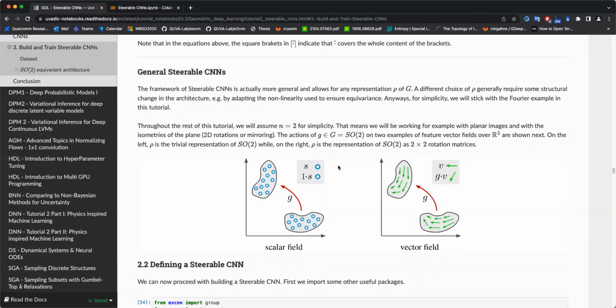If we choose as representation rho instead the standard representation of SO2, that basically gives us 2x2 rotation matrices, we can now look at vector fields. So for each pixel, we now associate a two-dimensional vector. And when we rotate a vector field, we are not only moving the pixels into the new positions, but we are also rotating these two-dimensional vectors attached to each pixel. That's what happens in this bean here. Each single vector v is rotated by g. Yeah, makes sense.